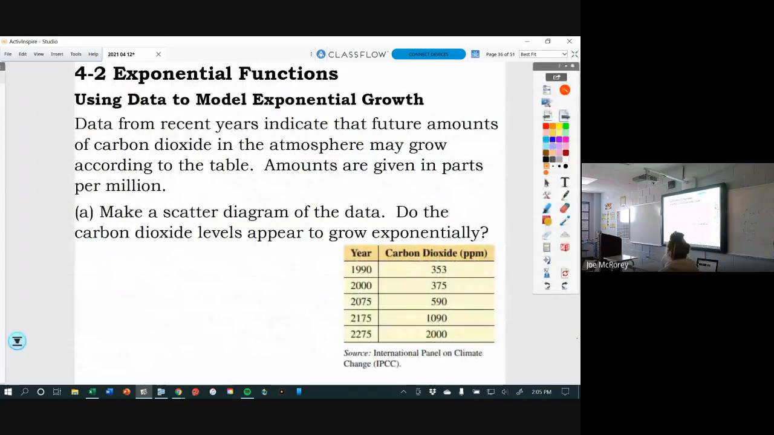Data from recent years indicates that the future amounts of carbon dioxide in the atmosphere may grow, according to this table. Amounts are given in parts per million. We're going to make a scatter diagram of this data. Look at the data provided. Go into stat and enter that data.